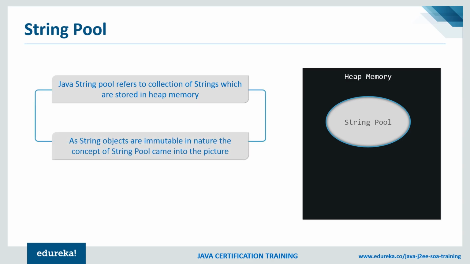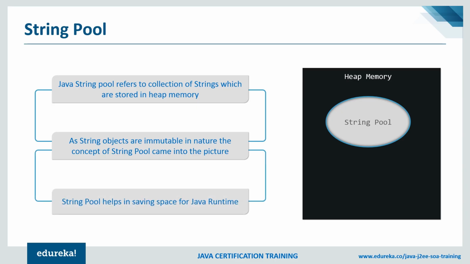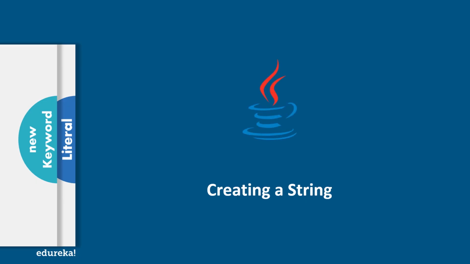and as string objects are immutable in nature, the concept of string pool came into the picture. String pool will help in saving the space for Java runtime. So let us see how string pool is going to work for us and how it's going to save memory for us. Now, if you want to create a string, there are two ways. Either you can create it as a literal, we call it an interned string, or you create it with the new keyword, we call it an object, right?